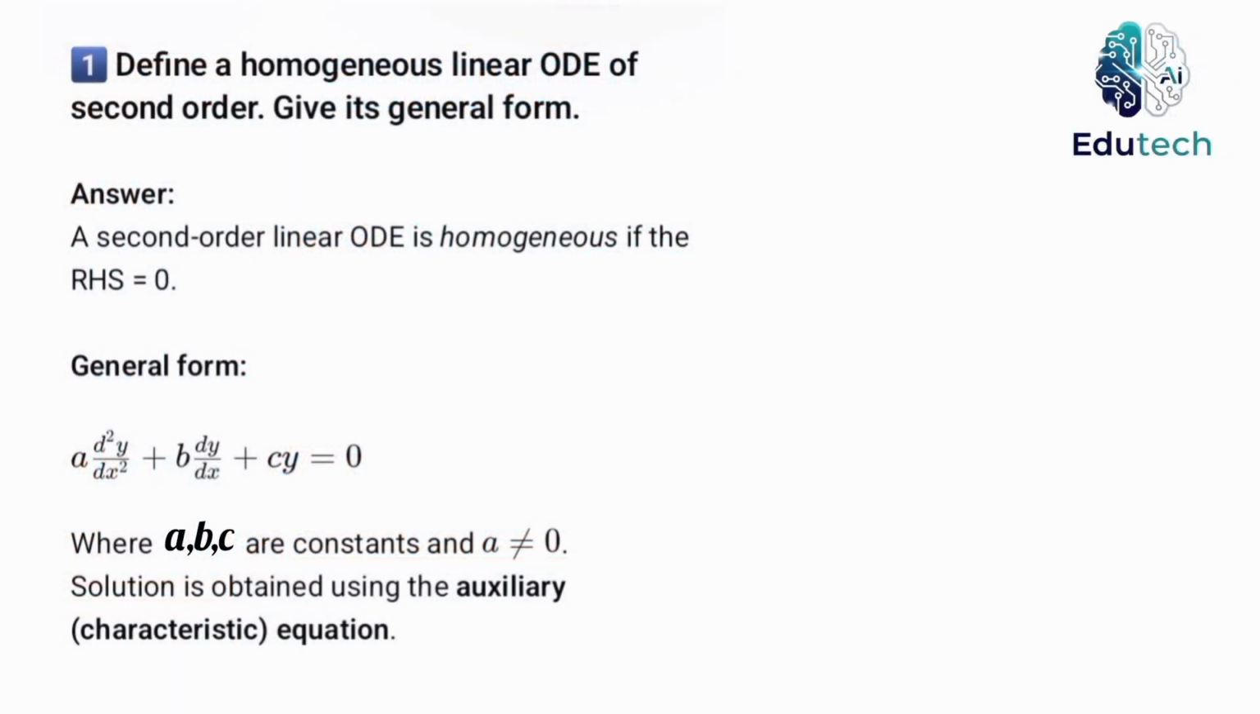Define a homogeneous linear ODE of second order. Give its general form. A second order linear ODE is homogeneous if the RHS is equal to 0. The general form is a d²y/dx² + b dy/dx + cy = 0, where a, b, and c are constants and a is not equal to 0. The solution is obtained using the auxiliary or characteristic equation. So we can move on to the next question.